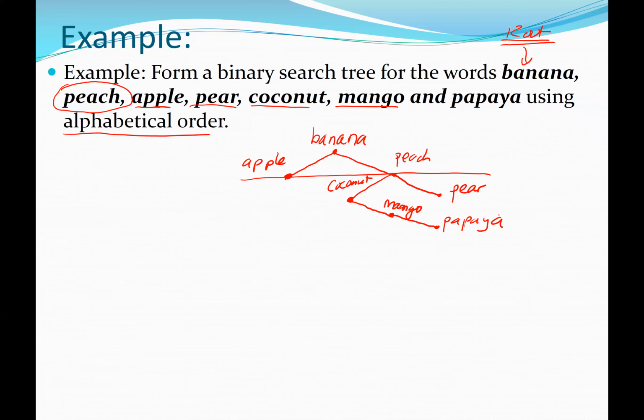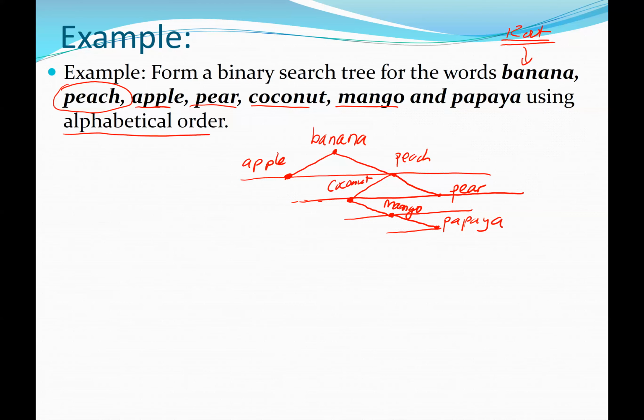And that's when you complete, right? So remember, coconut and pear, they have the same parent, which is peach, so they're on the same level. And then mango will be by itself, papaya will be by itself. So that's the level, and that's how we construct a binary tree using alphabetical order. Okay, makes sense? All right, so we do one at a time, right?